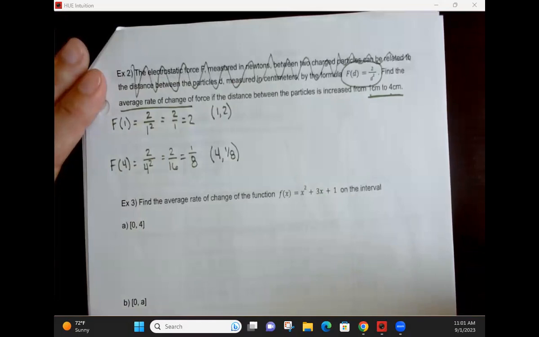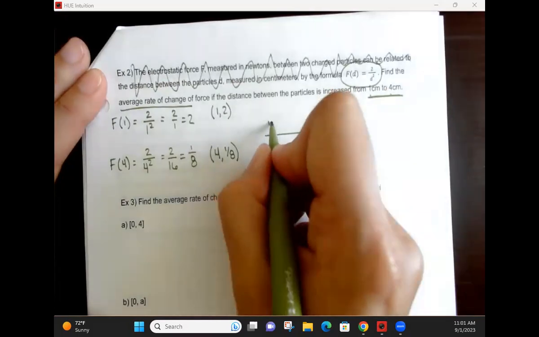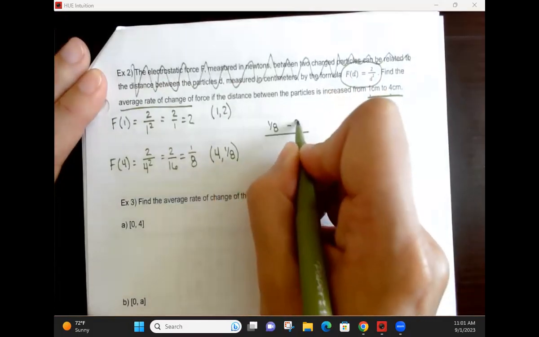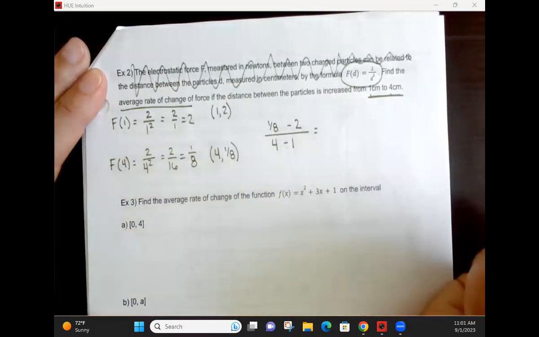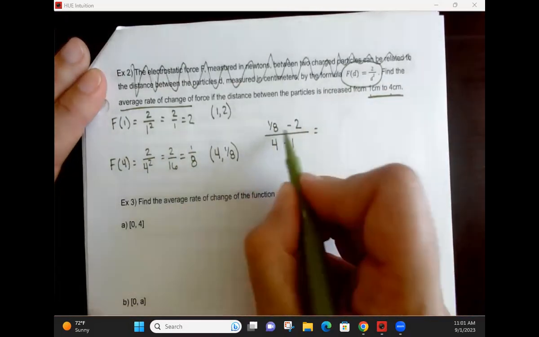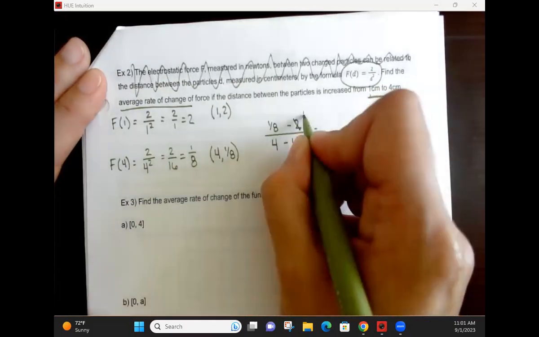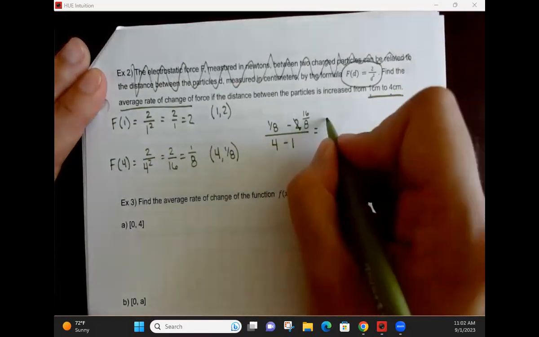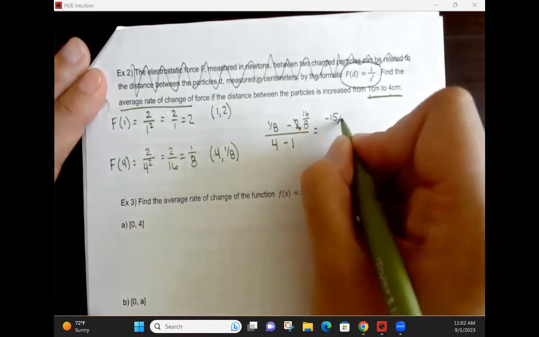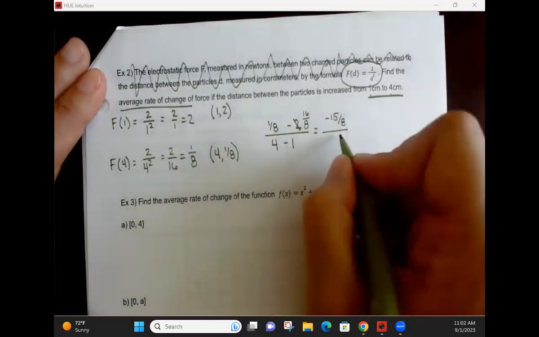Now that I've got 2 points, I plug these in to my slope formula. So this would be 1/8 minus 2 over 4 minus 1. On top here, in order to subtract, I'm going to need common denominators. So this would be 16 over 8. So I get negative 15 over 8. Not our prettiest value we've ever had, but that's okay. And then on the bottom, we get 3.